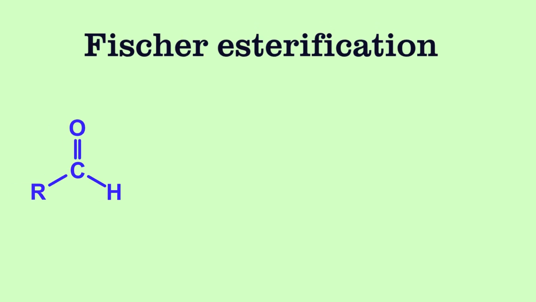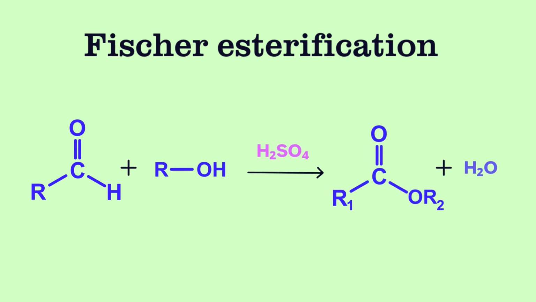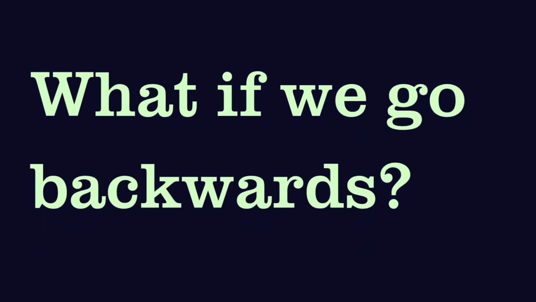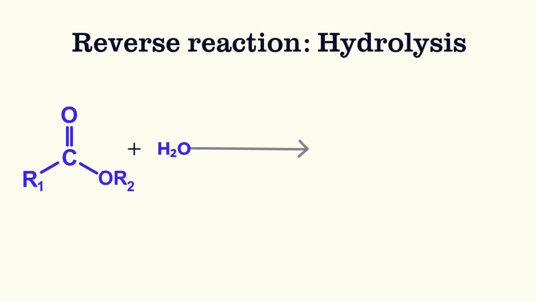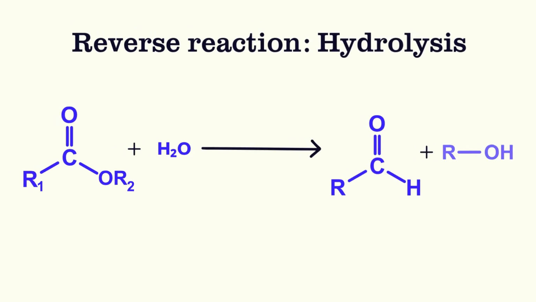The carboxylic acid reacts with an alcohol, using an acid catalyst like sulfuric acid and a bit of heat. What if we go backwards? That's called hydrolysis. The ester reacts with water and breaks down into its acid and alcohol.